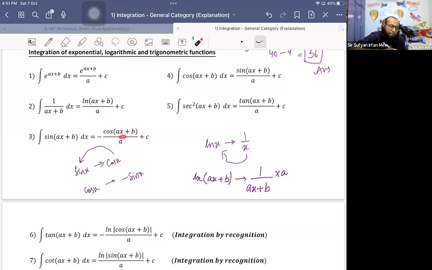The differentiation of the angle will always be divided. So sine gets converted to negative cos, it is written in the formula sheet. Sine angle is negative cos angle divided by the differentiation of angle. Cos angle is sine angle upon differentiation of angle. Sec square angle is tan angle upon differentiation of angle plus c. Because it's an indefinite integral, we are adding the constant of integration, plus c.